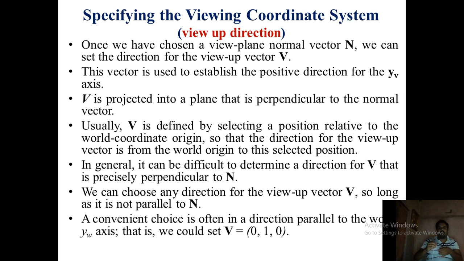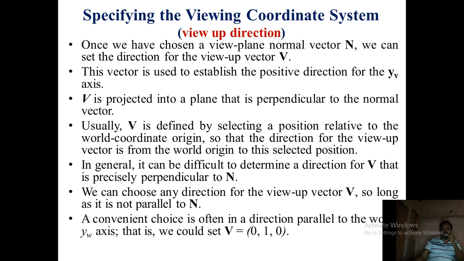Usually v is defined by selecting a position relative to the world coordinate origin, so that the direction of the up vector is from the world origin to this selected position, right? Then in general it can be difficult to determine the direction for v that is precisely perpendicular to n. In reality it is very difficult to calculate v exactly perpendicular to n, right?